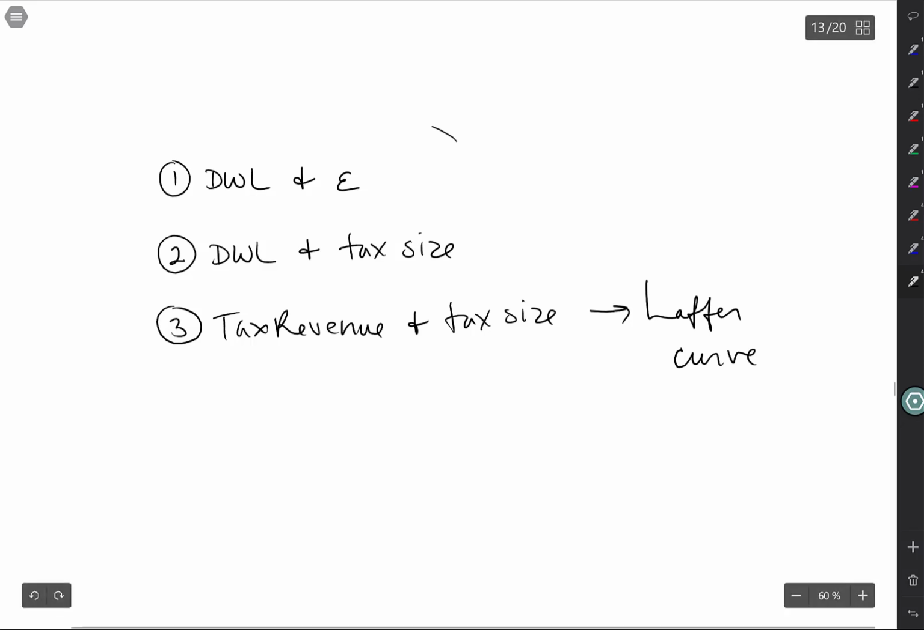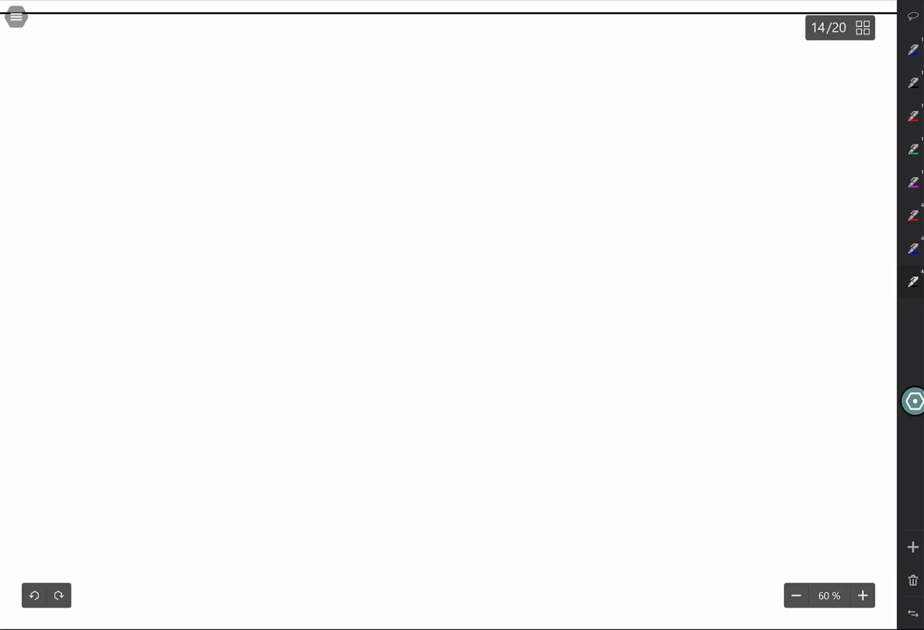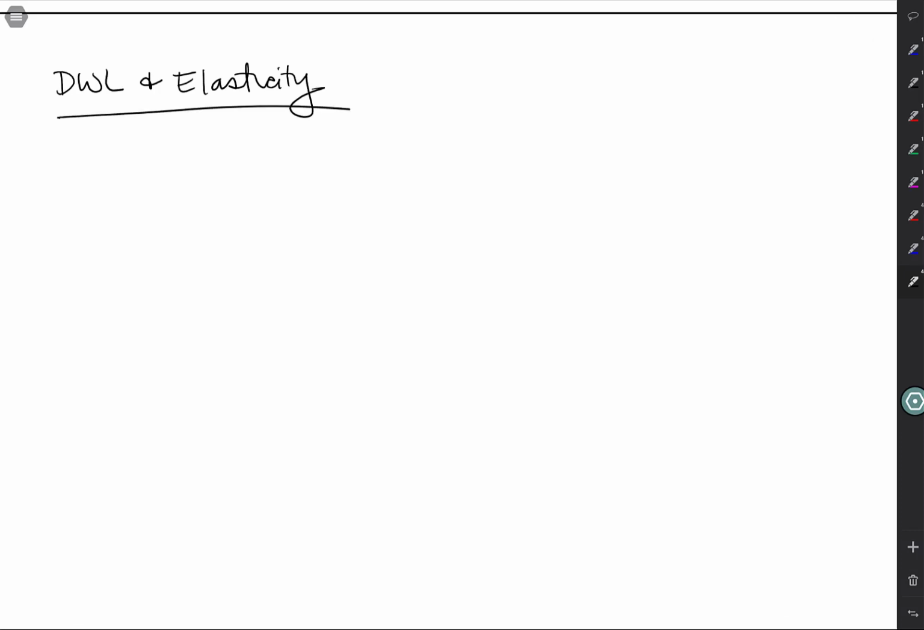Okay, so let's start with this one. The relationship between deadweight loss and elasticity. So here we go. Deadweight loss and elasticity: how market sensitivity affects deadweight loss. What we're going to do is show two markets that have basically only one difference between them. And it's going to be the difference in relative elasticity.